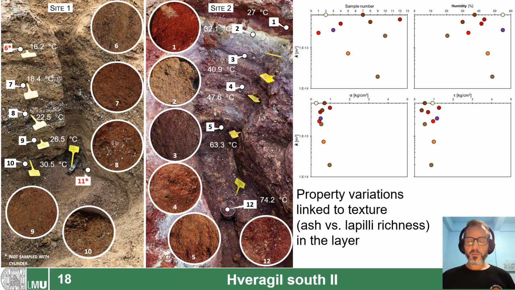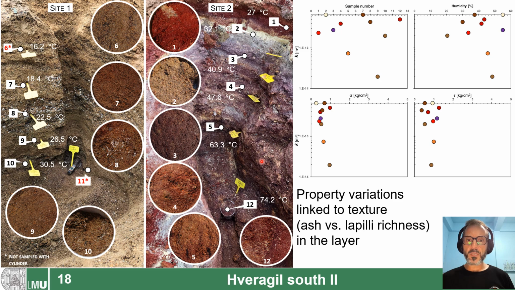At Kveragil South 2, we studied two additional soil profiles. One was unaltered and relatively warm, with a temperature gradient similar to the one observed at Kveragil South 1. The other was highly altered, close to the main thermal feature, and with a hotter temperature gradient, in which temperature increased from 27 degrees C up to 74.2. These sites were about 30 meters apart.